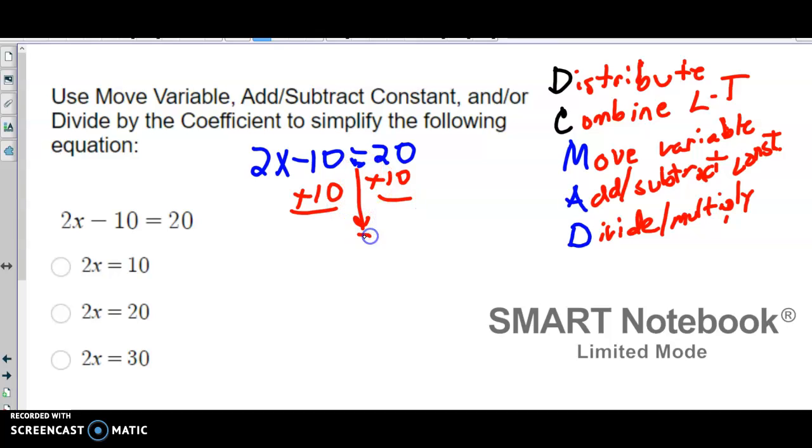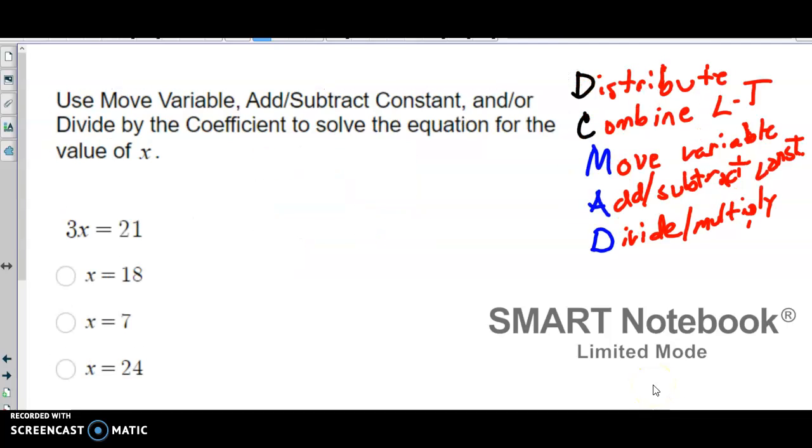My equal sign comes down. My variable comes down. This guy's gone. 20 plus 10 is 30. And that is the add or subtract the constant step. And that's all we're doing for this particular problem.